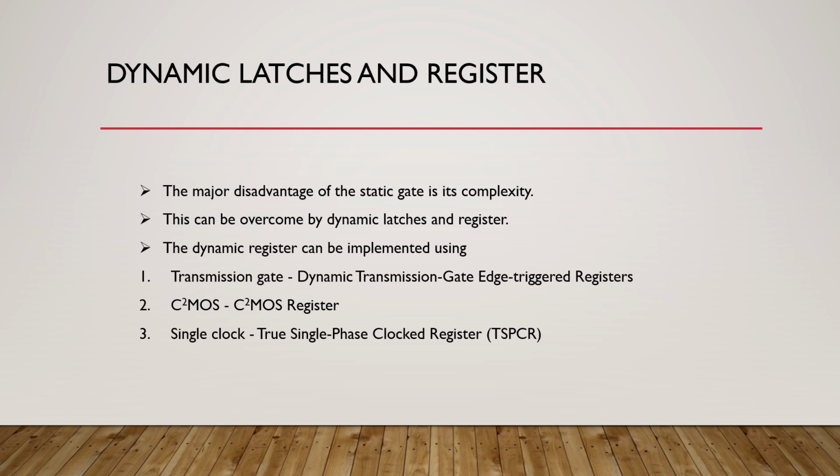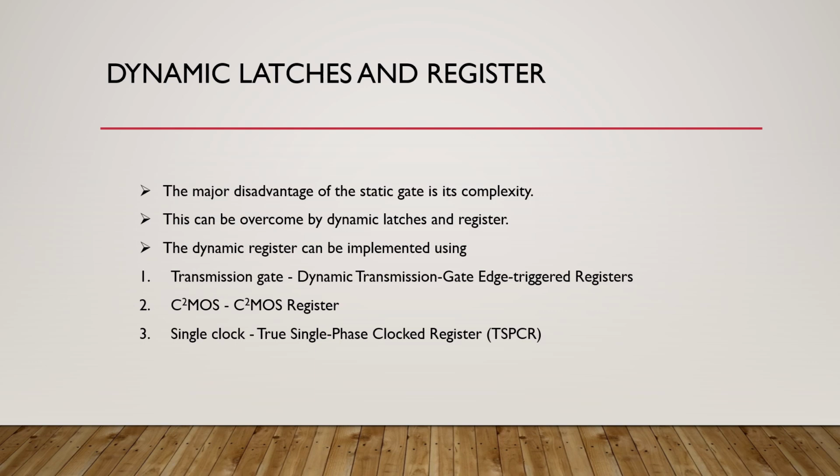The main difference between static and dynamic is that static uses positive feedback, so it requires two cross-coupled inverters in the positive loop, which needs more transistors. Whereas dynamic uses the capacitor associated with the transistor to store or hold the data. So a dynamic register requires fewer transistors. That is the main advantage of the dynamic latch.